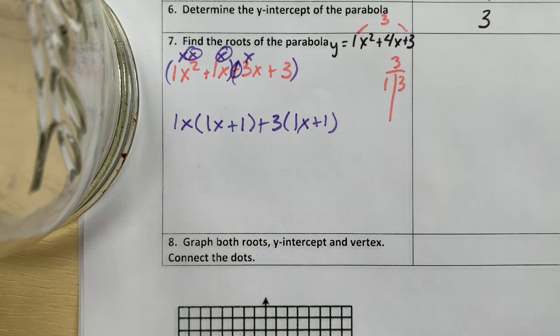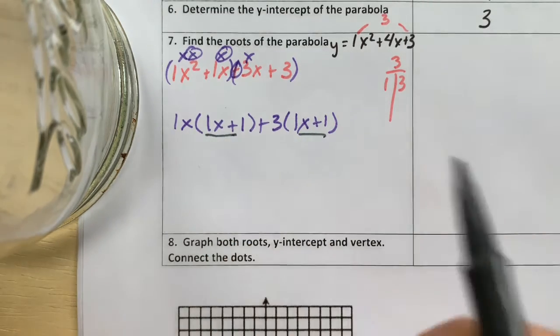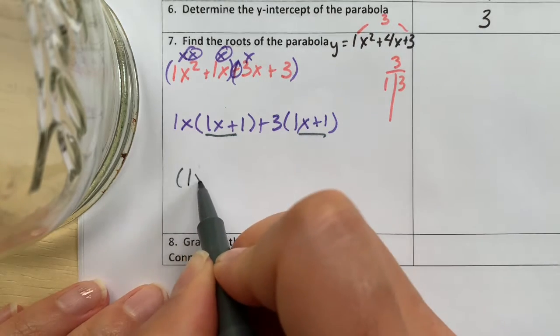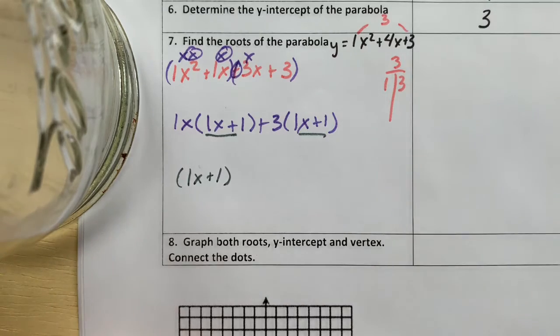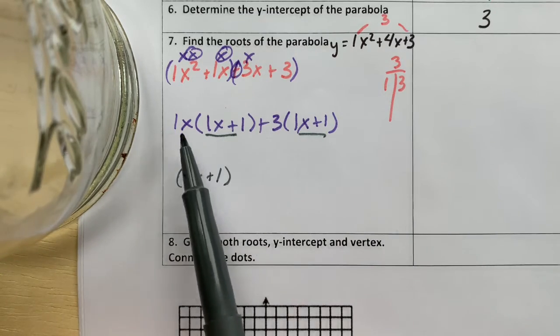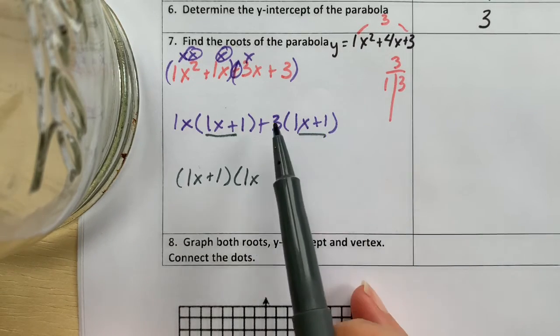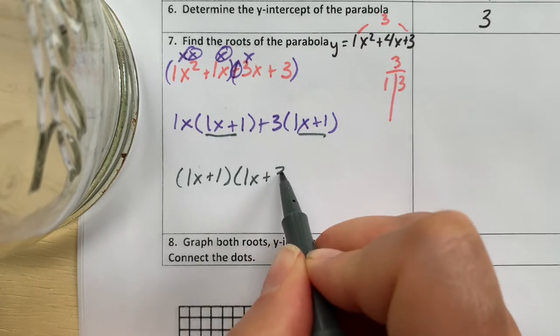Now if we did this correctly, our parentheses should match. I have a 1x plus 1 and a 1x plus 1, which means they did match. So I'm going to write that parenthesis, 1x plus 1. This 1x plus 1 is being multiplied by a 1x, and this 1x plus 1 is being multiplied by a plus 3.